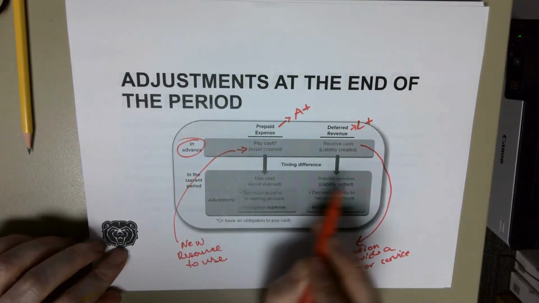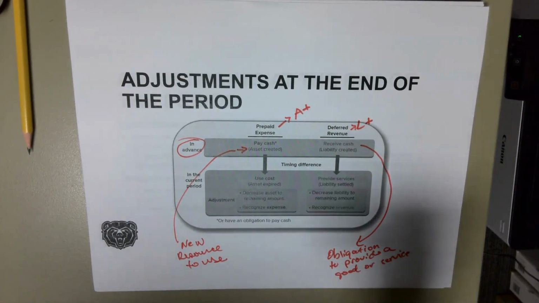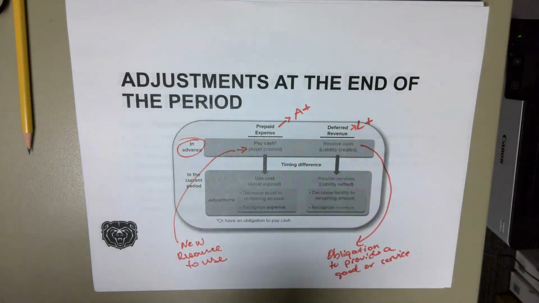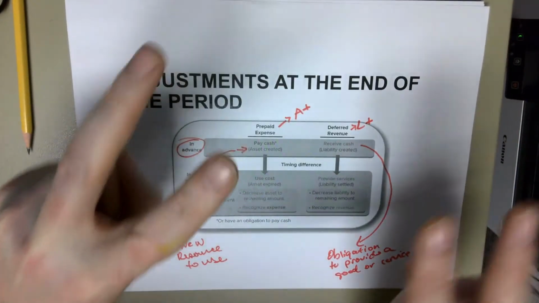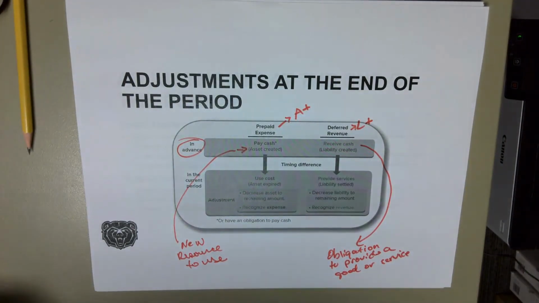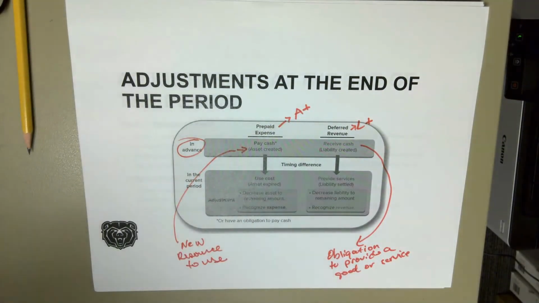Here's the timing difference, okay? So once we've paid cash, we've created that prepaid expense. As we use the cost of that, as the asset expires, so to speak, and you can't see me, but I put up my fingers there, like that. As that asset expires, we're going to decrease the remaining amount of that asset, and we're going to recognize an expense. Okay, so that's like if you bought, and this is what happens at my house.